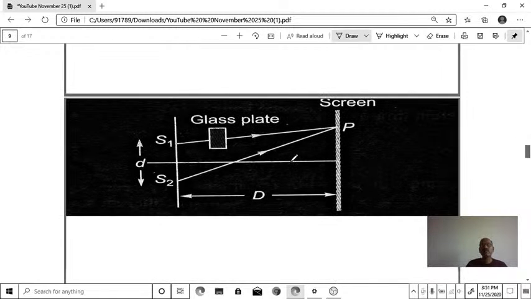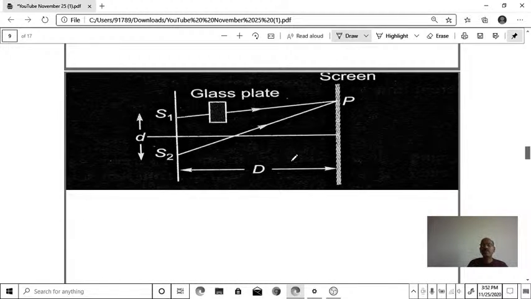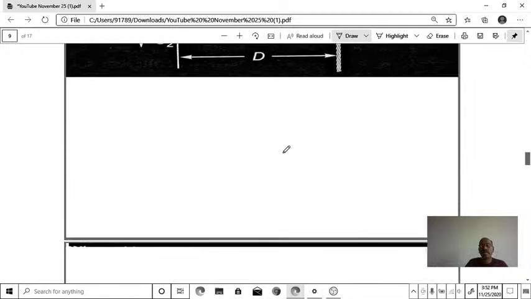Then, if instead of a thin film I am placing a thin glass plate whose thickness is small t, a thin glass plate on one beam, that means on the S1 path I am placing a glass plate.